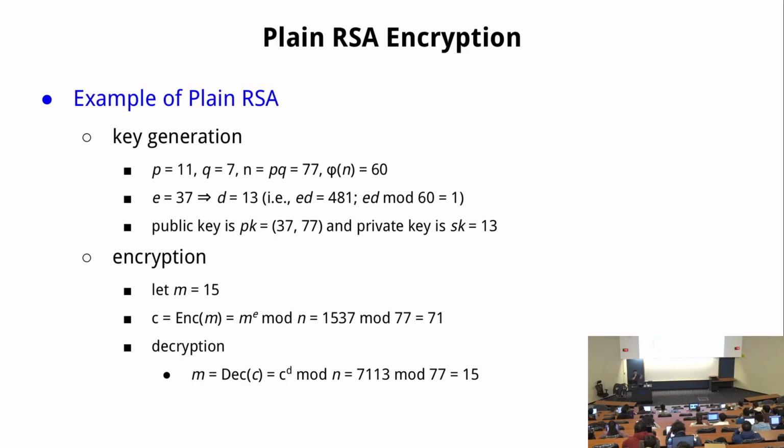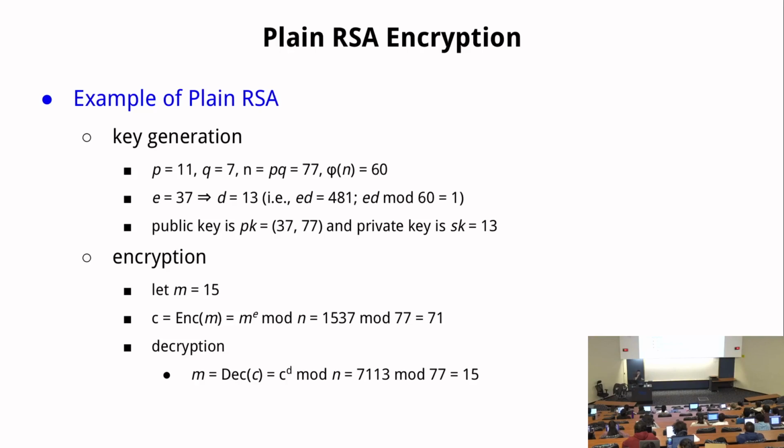And we compute the smallest D which can satisfy that equation: E times D mod 60 equals 1. We find the smallest D there. And E times D in this case is 481. We can go through all those numbers and check which one works. And in this case, we find that D is 13.